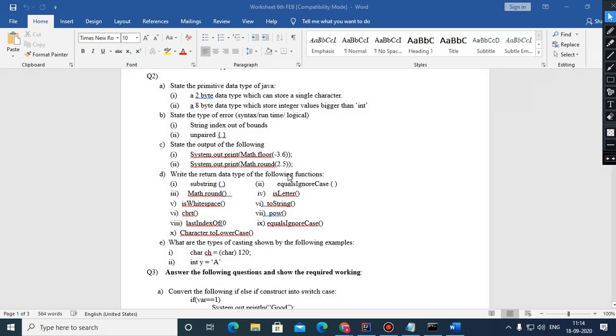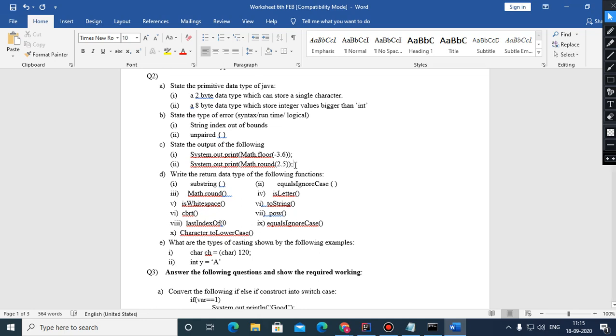State the output of the following: Math.floor of minus 3.6. Yes, minus 4.0. If you are not writing minus, sorry, it is not minus 4.0. It is minus 3.0. We have used Math.floor, that's why. Math.floor. Floor will round down, na? Ceil will go up. Now Math.round.